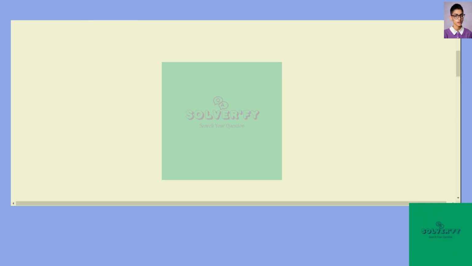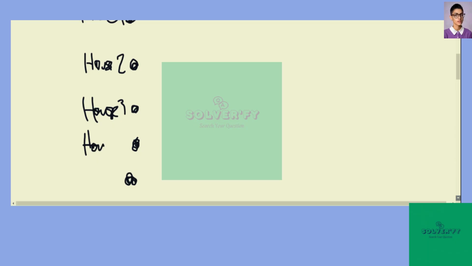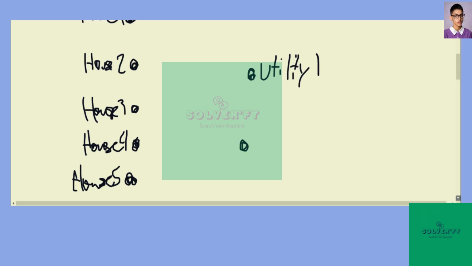So, on the left, I'll draw the houses. So this is house 1, house 2, house 3, house 4, and house 5. And on the right, I'll draw the utilities, which are simply utility 1 and utility 2.